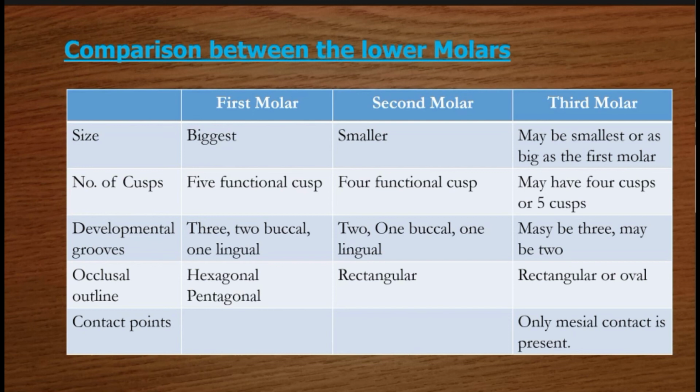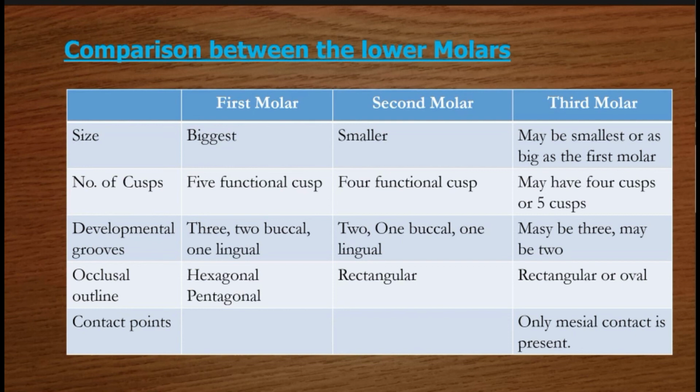Developmental groups on the buccal and lingual side. Second molar, 2, 1 buccal and 1 lingual. Third molar, maybe 3, maybe 2, occlusal outline depending on the variation. Occlusal outline is hexagonal or pentagonal in the first molar. Second molar is rectangular. Third molar is rectangular or oval.